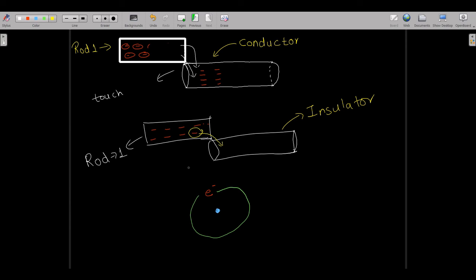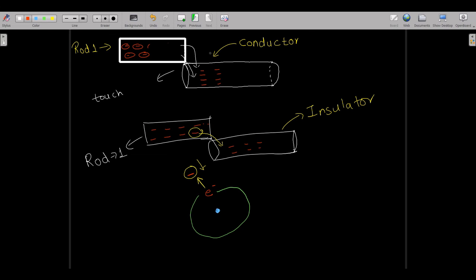As soon as it comes over here, you can see that the insulator also has negative charge, and this rod 1 also has negative charge. It is trying to move over here, and these electrons try to repel this particular negative charge, due to which the electron from this rod 1 cannot get transferred to this insulator, and therefore electrons cannot get transferred to this insulator. I hope you are able to understand this.